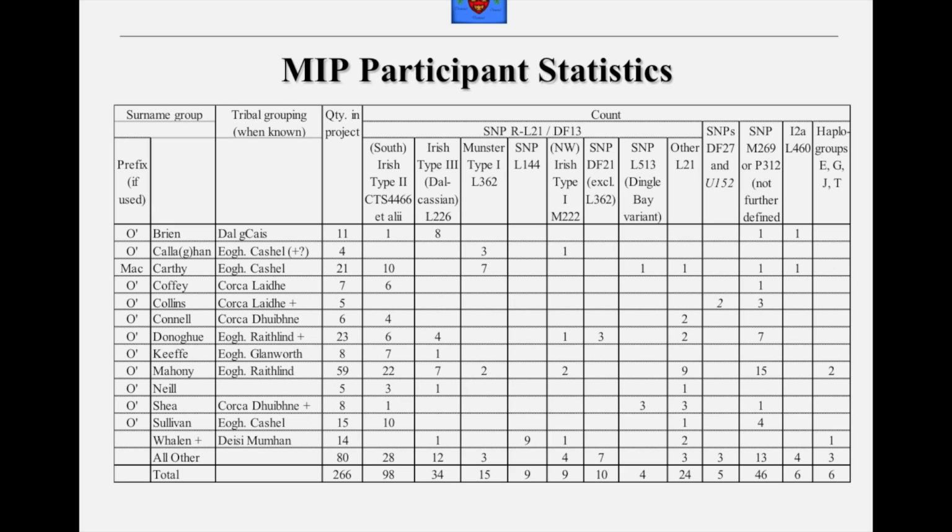The O'Briens, who are associated with the Dalcassians, the O'Callaghans, the O'Cashels, the McCarthys, the Corkalee, the O'Coffeys, the O'Collinses, so Susan Beretta will be happy. The O'Gradys, the O'Donohues, the O'Mahonys, and so on.